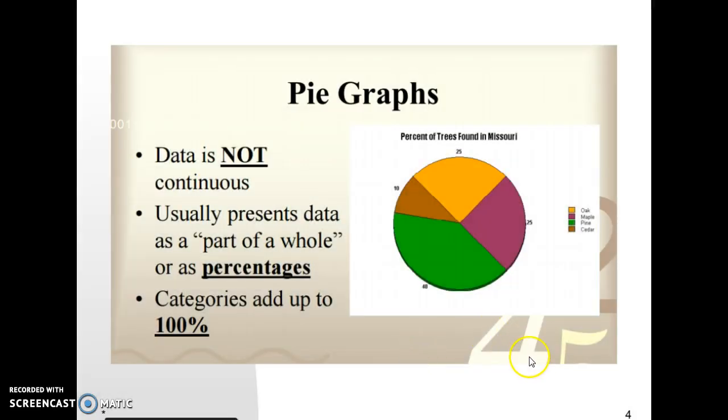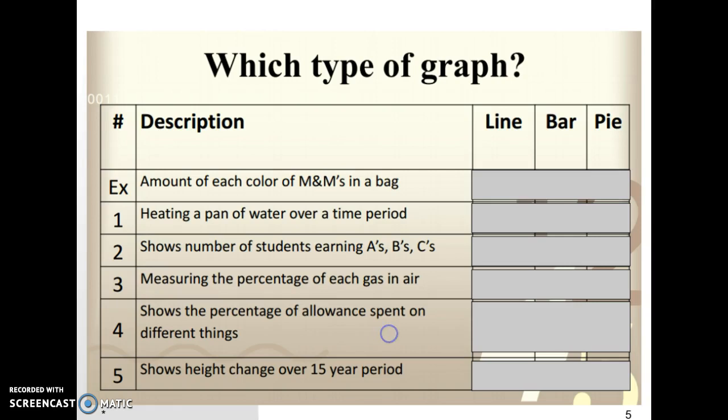Okay, pie graphs is the third kind. You might have heard them called circle graphs. Pie graphs usually are only going to be showing parts of a whole or percentages, and if we would add all of the different groupings up, it should reach 100. For the most part in biology, we will not be using pie graphs, but I wanted to show you what they would look like and why you would use them.